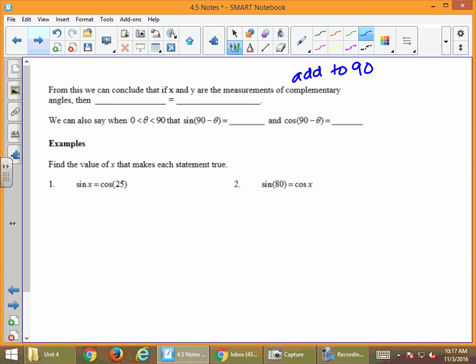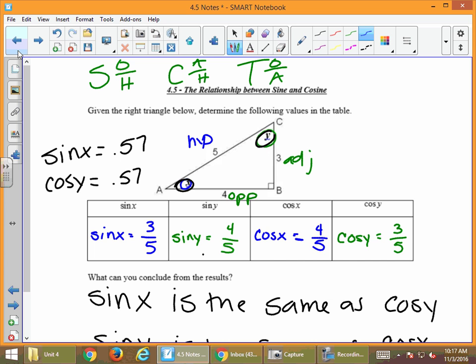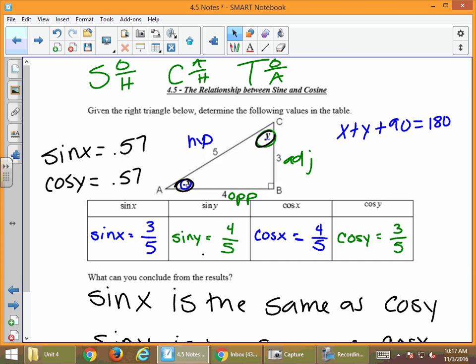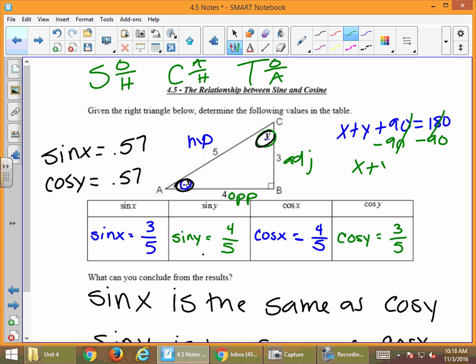Well, we know that these angles add to 90 degrees because what do all three angles of a triangle add up to? This guy plus this guy plus this guy would equal what? 180. So we know if we add up all three of these angles, we know we're going to get 180. Well, if we remove the 90-degree angle from this equation, 180 minus 90 is 90. So we know these two other leftover angles are always going to add to 90.